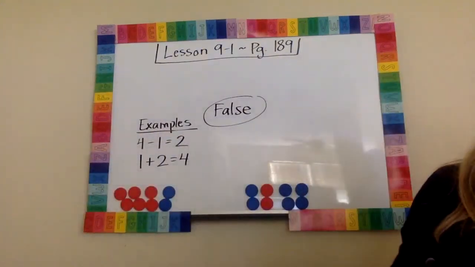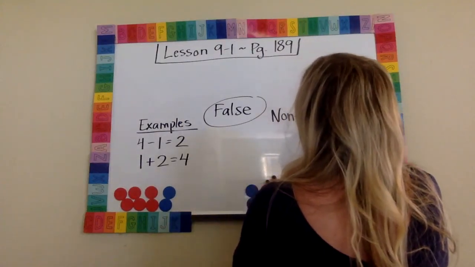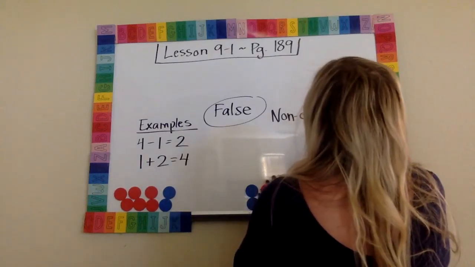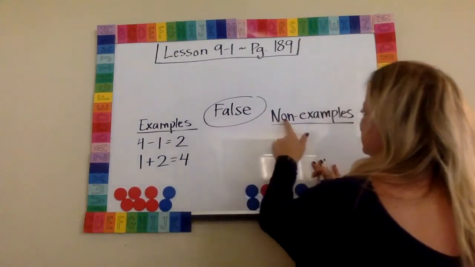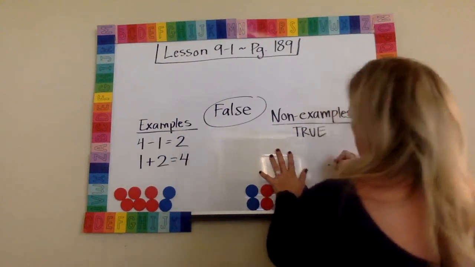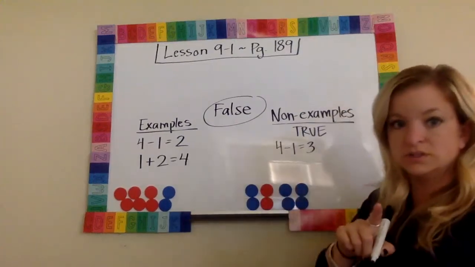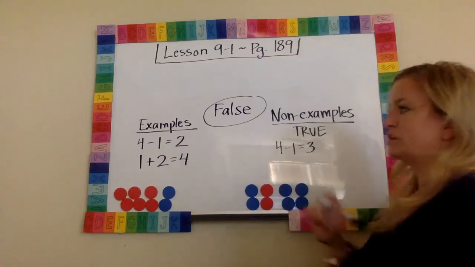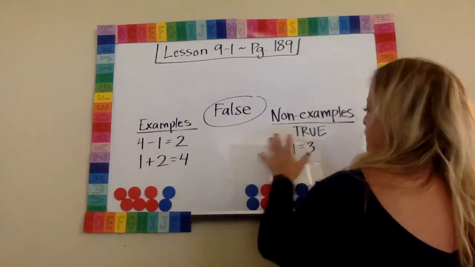Okay, let's see. So on the other side, it says non-examples, and that means that these ones are true. So this is an example of what false is. So this is not an example of what false is. That means that these are true equations. Now I could say 4 minus 1 equals 3. Write this down in your book on page 191. If I'm going too fast, pause it and watch it again. So again, I'm going to explain that again.